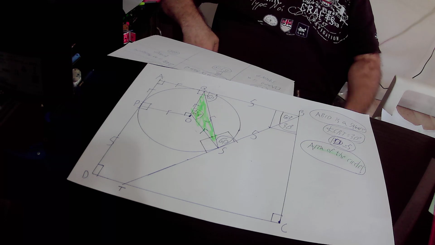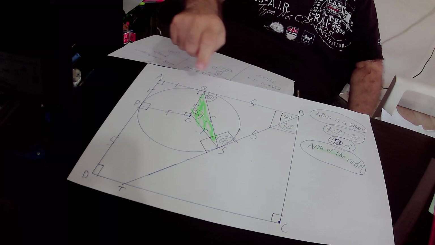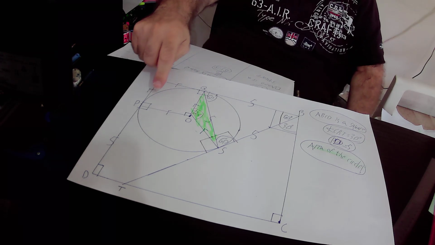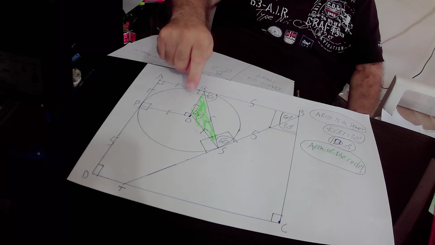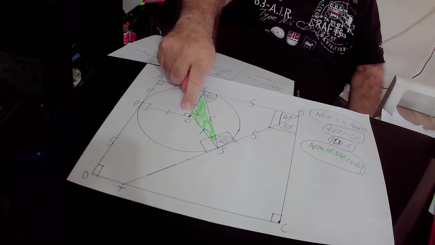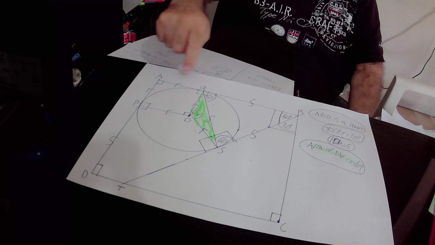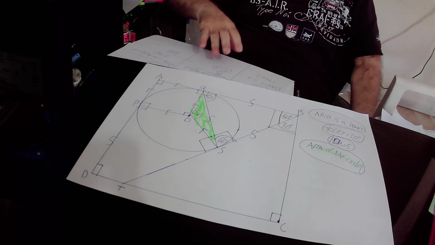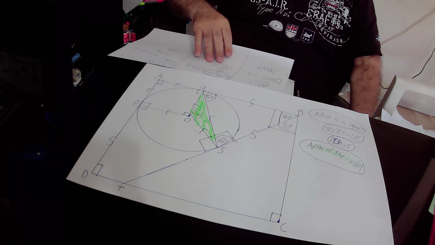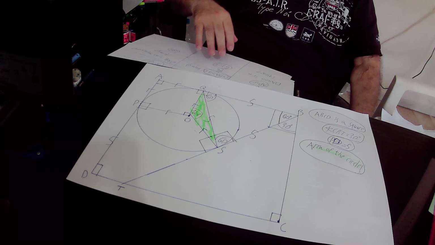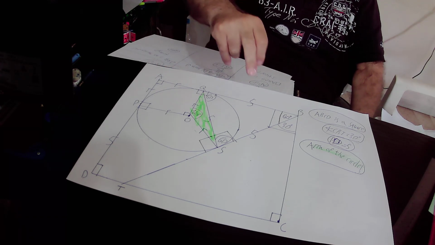So inside quadrilateral AQPO, we have 1, 2, 3 right angles. Therefore, the fourth angle must also be equal to 90 degrees. Therefore, quadrilateral AQPO, which has 4 right angles, is a rectangle. We know that the opposite sides of a rectangle are equal to each other. That is to say, AQ equals PO.